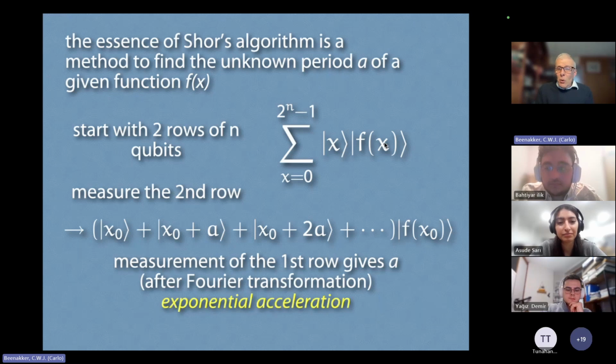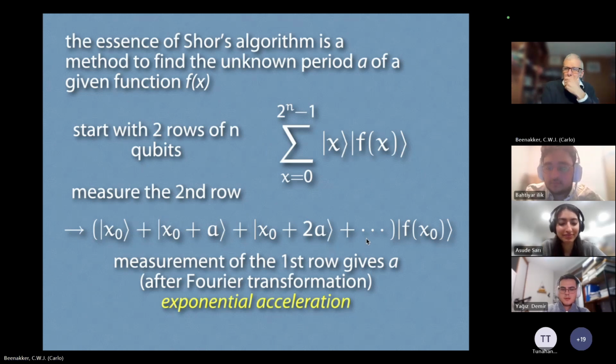And then I measure the second row. I have no idea what comes out of it. Some number f(x0) will come out of it. And then magically, the first row will have all the x's which will give you this f(x0). So it will have x0 and x0 plus a, x0 plus 2a. And you're done. This is the magic of quantum physics. How with one operation, you basically find this hidden period. You would need 2 to the n or 1/2 times 2 to the n operations if you would have to do it classically.